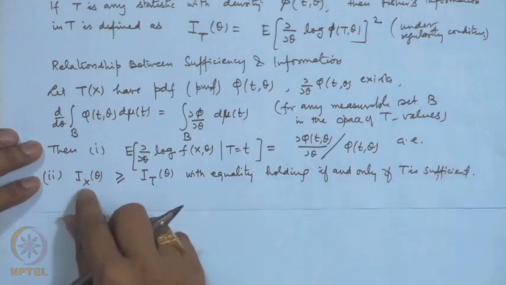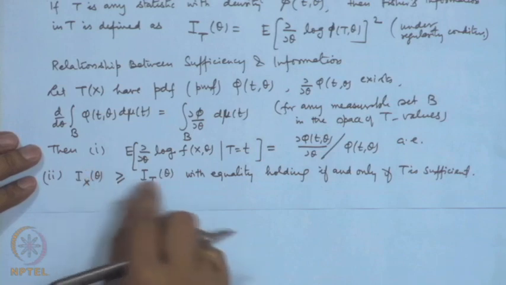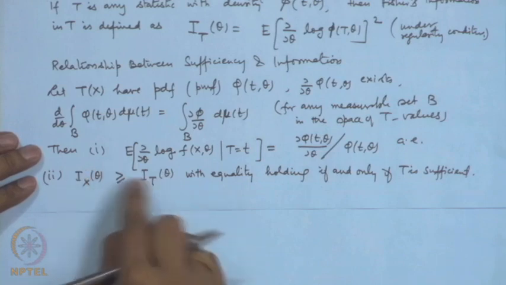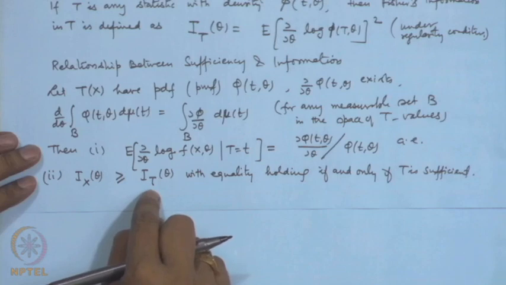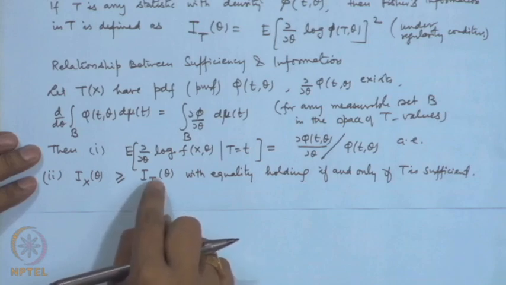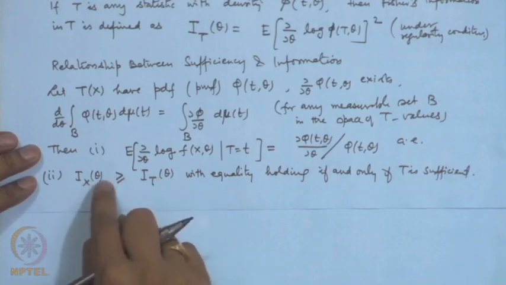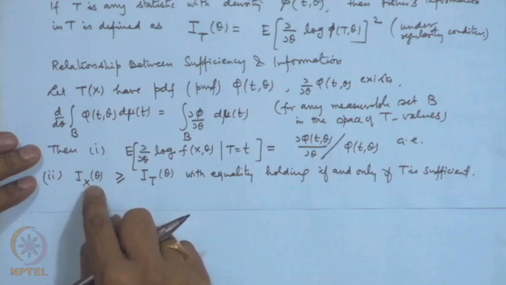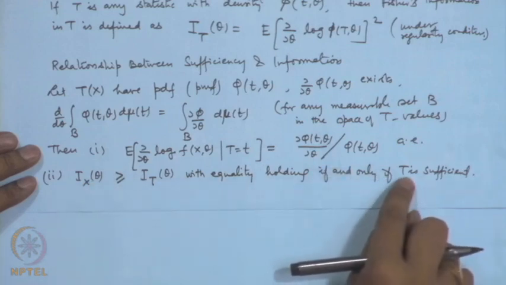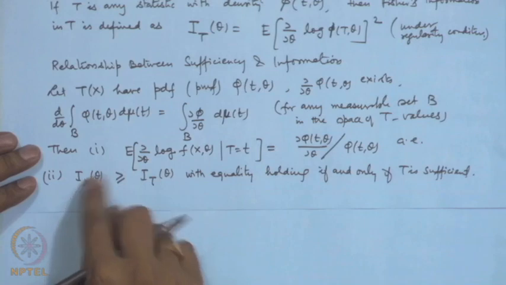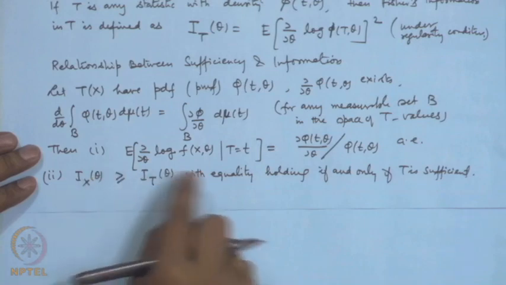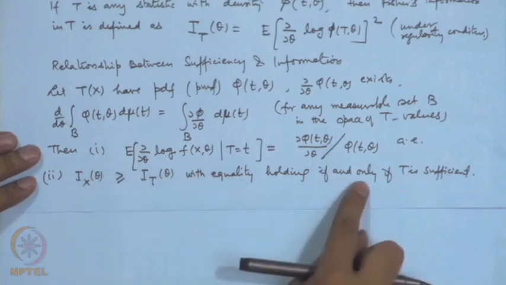So, what we are saying is, suppose we have X1, X2, ..., Xn as a sample and T is any statistic. Then, in general, the information content in a statistic will be less than or equal to the information contained in the full sample. However, if T is sufficient, then it will be the same, and this is a necessary and sufficient condition.